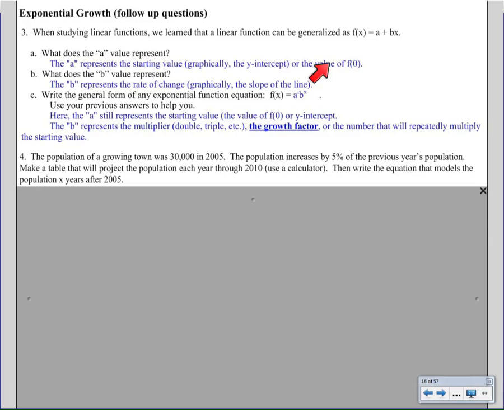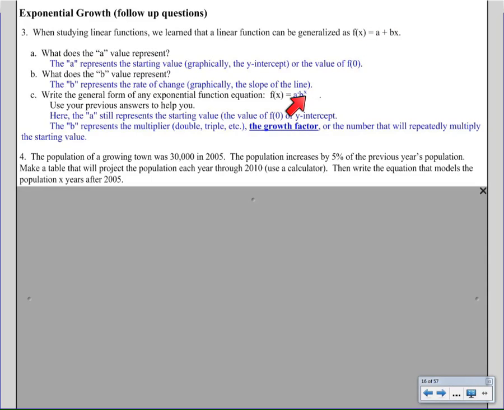And I wanted to draw a comparison to linear functions, which we studied before, which can be written in the form a plus b times x. Here we're going to keep adding b over and over again, and here we're going to keep multiplying by b over and over again. But both of these functions start at a, and so a is your starting value, and then the b has something to do with the rate of increase.